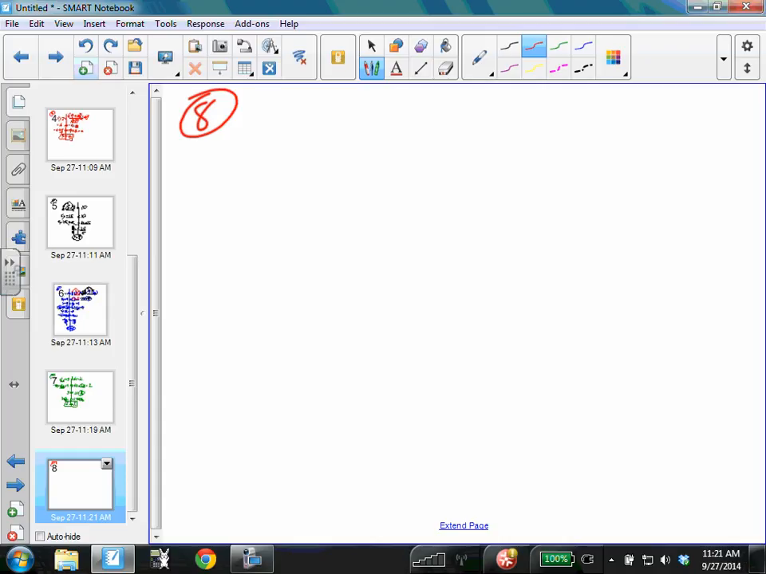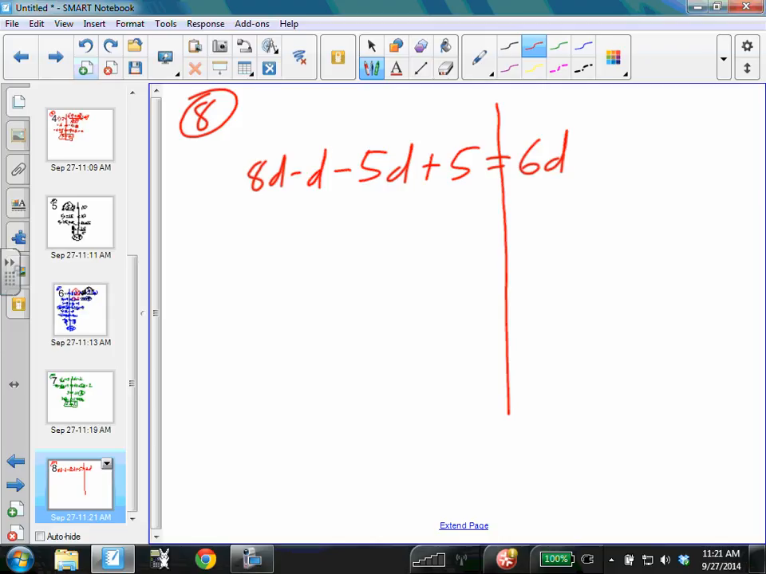Okay, let's go to number 8. Number 8 says 8d minus d minus 5d plus 5 is equal to 6d. My equal sign, remember, is what's cutting this thing in half. If you look at the left, there are a lot of like terms to combine here. I'm just going to do them one at a time. I'm going to start by taking this 8d minus d and combining them. If you do 8d and take away 1d, you're left with 7d. And then everything else, I'm going to copy down exactly the way it is.